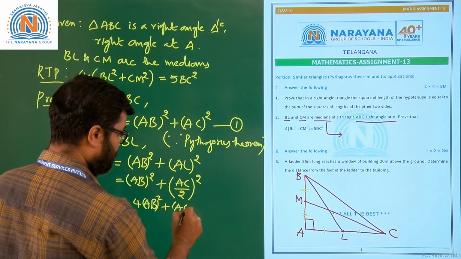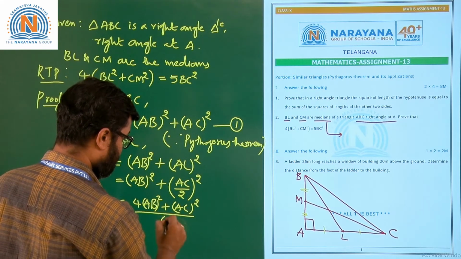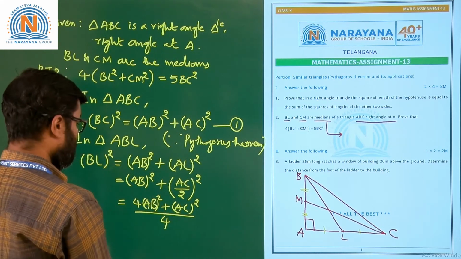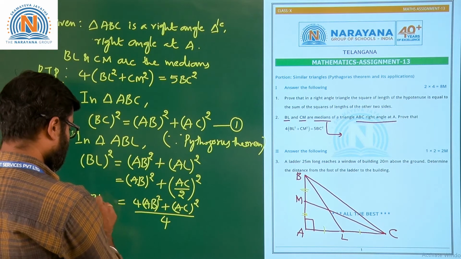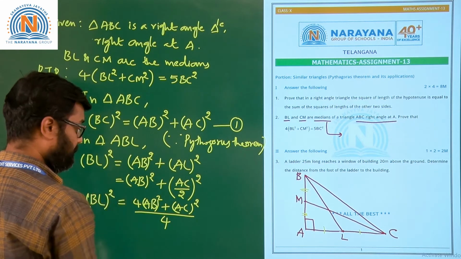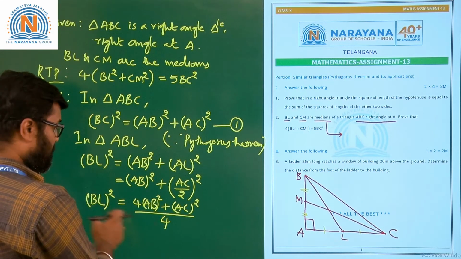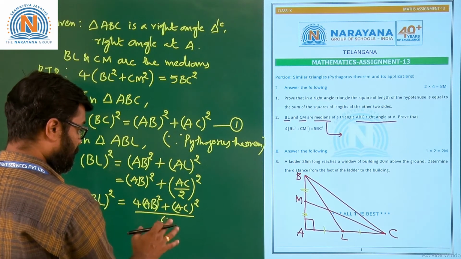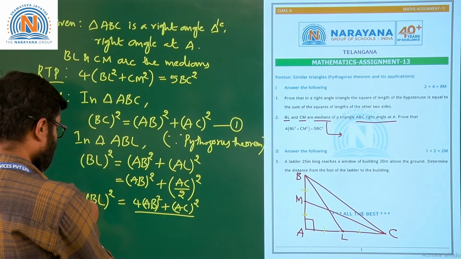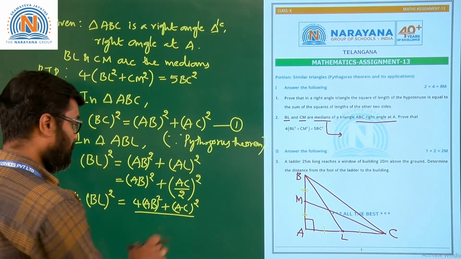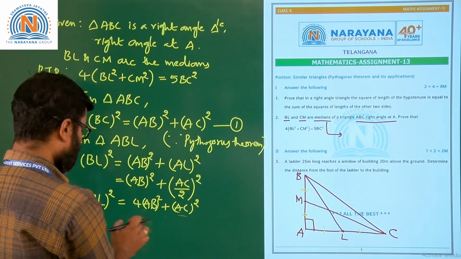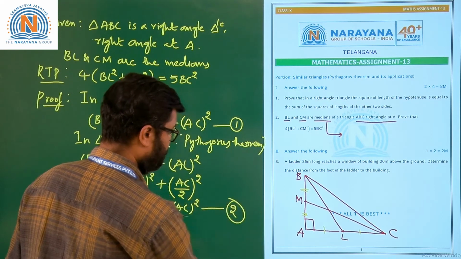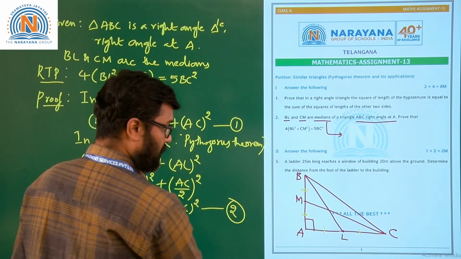Plus AC square, divided by 4. The denominator, the LCM, will be 4. See children, this is BL square. This 4 comes to the LHS and it will be multiplied. So 4 will be transposed to the LHS and multiplied. So now 4BL square is equal to 4AB square plus AC square. Let's take this as the second equation.